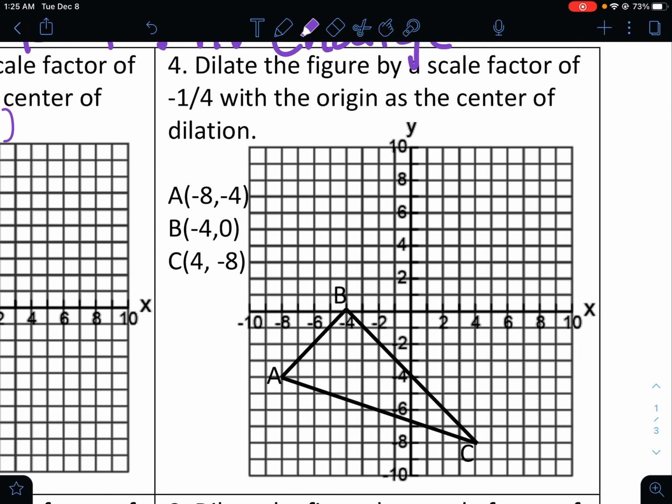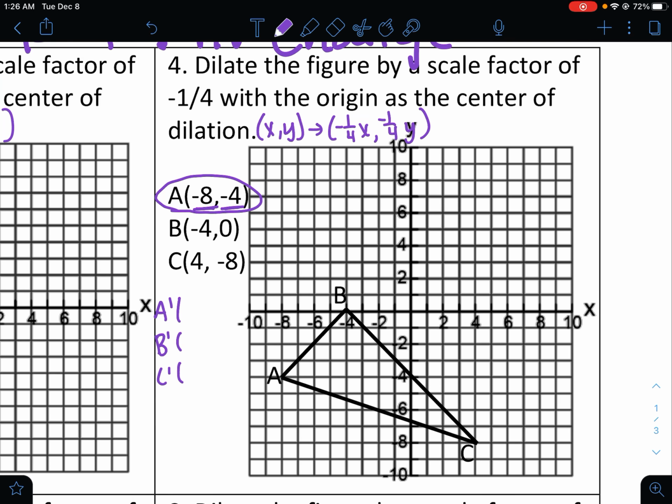Number 4, dilate by a scale factor of -1/4. Okay, so this one's a little weird because there's a negative sign, but the process is exactly the same. So that'll be -1/4 times the x values and -1/4 times the y values. So we have A prime, B prime, C prime, and we can use our calculator if you're not good with fractions or negatives. So let's start with A.